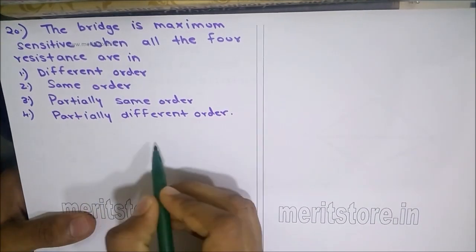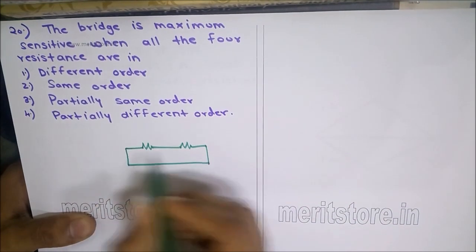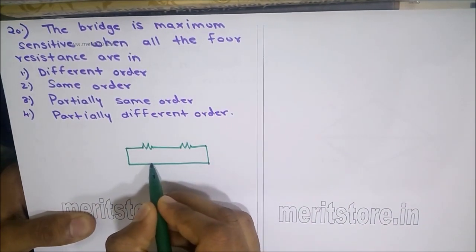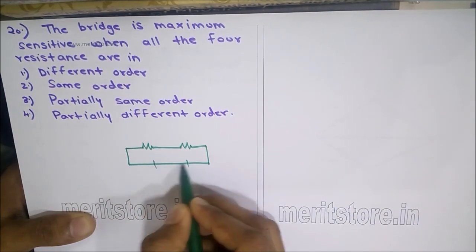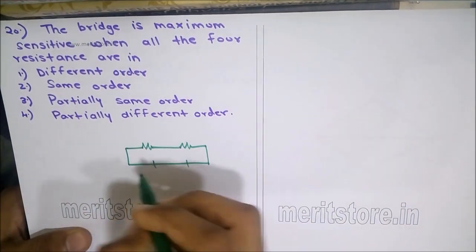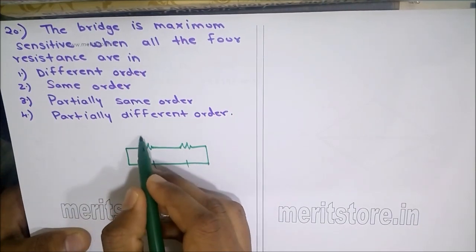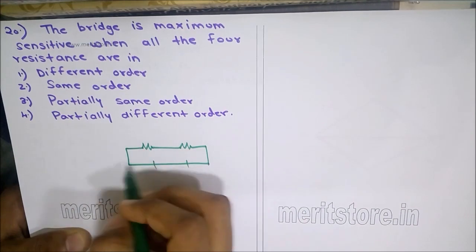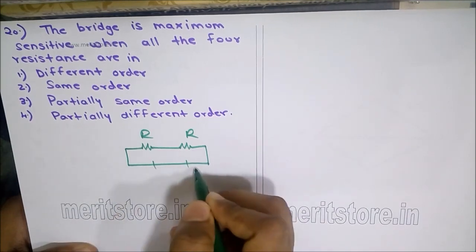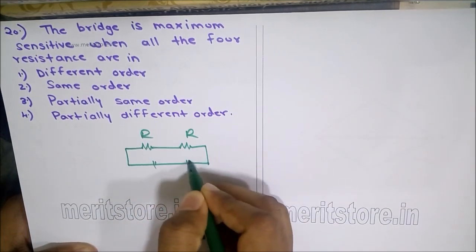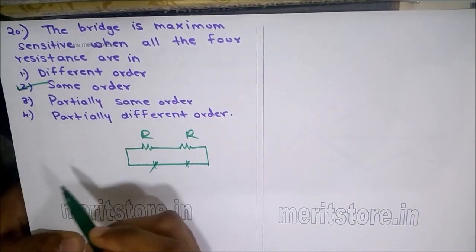So we need to know that in a meter bridge, as we know, the resistance or the accuracy is greatest when the balancing point is obtained between the 1/3 of the length of the wire, in the middle 1/3. This is possible when these two resistances, in fact when all the resistances, are of a similar order. When they are similar, the balancing point is obtained in the middle 1/3 of the wire, and hence the answer should be same order.